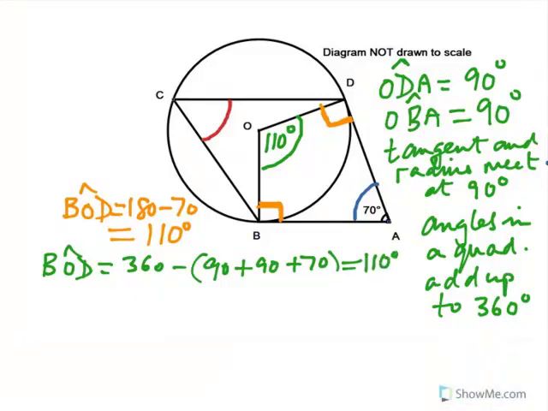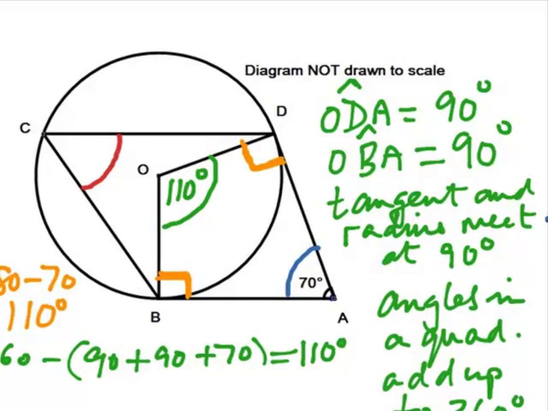Having found the angle at the center, which is 110 degrees, that angle is facing the arc DB, the minor arc DB, this arc here. Now, which angle at the circumference is also facing this arc? And we say they're subtended by the same arc. Well, the answer is, it's the angle we're asked to find, which is BCD or DCB.